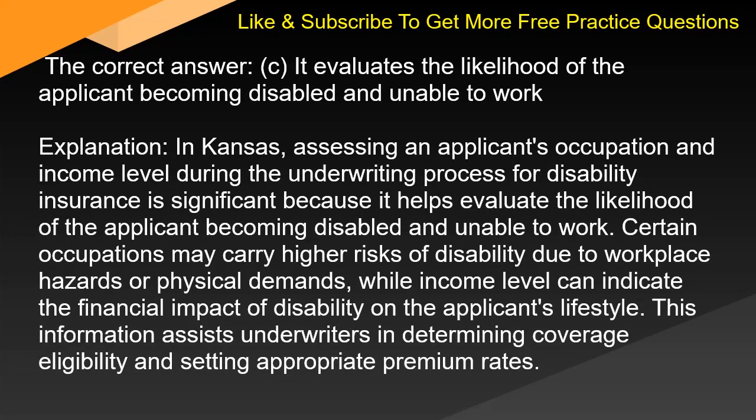The correct answer, C. It evaluates the likelihood of the applicant becoming disabled and unable to work. Explanation. In Kansas, assessing an applicant's occupation and income level during the underwriting process for disability insurance is significant because it helps evaluate the likelihood of the applicant becoming disabled and unable to work. Certain occupations may carry higher risks of disability due to workplace hazards or physical demands, while income level can indicate the financial impact of disability on the applicant's lifestyle. This information assists underwriters in determining coverage eligibility and setting appropriate premium rates.